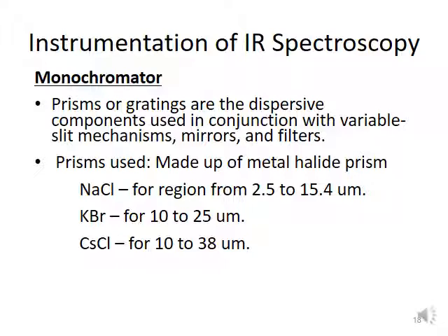Basically, different prisms depend on the region of the infrared. For sodium chloride, the region of infrared is between 2.5 to 15.4 micrometers, for potassium bromide it is 10 to 25 micrometers, whereas for cesium chloride it is from 10 to 38 micrometers.